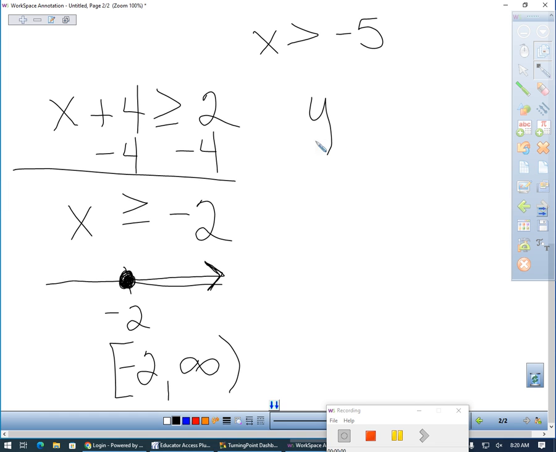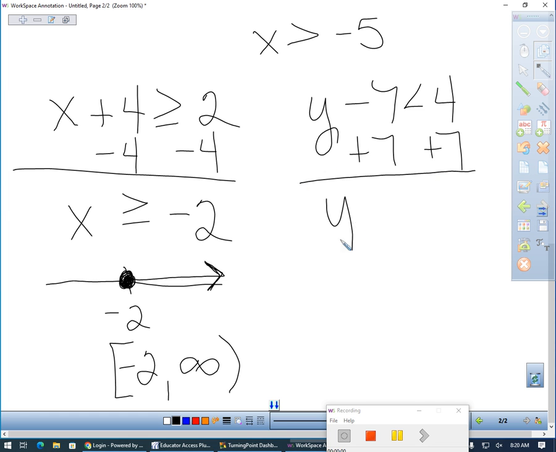Option number 2. Let's say I have y minus 7 is less than 4. To get y by itself, I have to get rid of that minus 7. How do I do that? Add 7 to both sides. So I have y. Negative 7 and positive 7, they cancel. I still have a less than, and 4 plus 7 is 11.